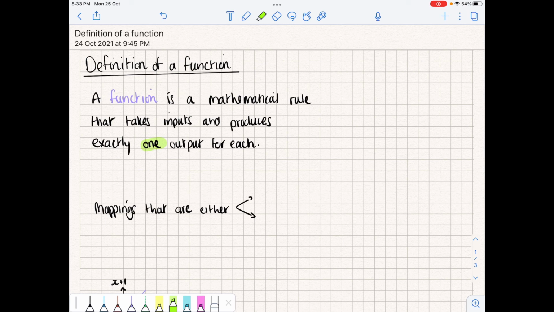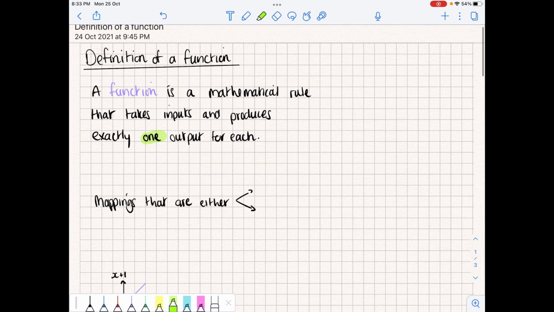So looking at the ones we looked at yesterday, you can already see that there are only certain types of mappings that are classified as functions. So if we have a mapping that results in only one output, the two that come to mind are one-to-one mappings and many-to-one mappings. So these mappings are what we call functions. So in other words, a one-to-many would not be classified as a function.